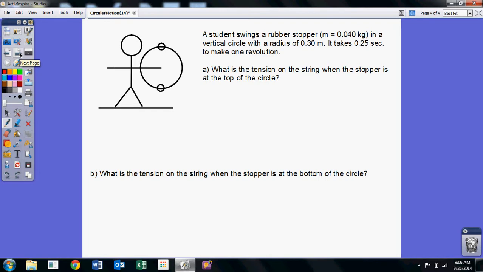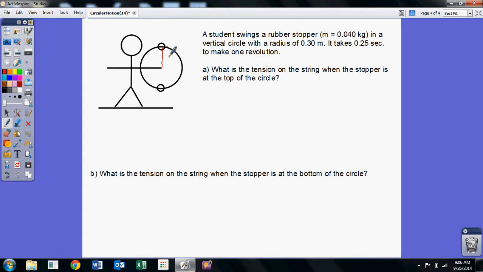And so we've got the mass of the stopper. We know the radius of the circle is 0.3 meters, and it takes 0.25 seconds to make one revolution. And so my question is, what is the tension on the string when the stopper is at the top of the circle? Okay, so there's a string there, it has a radius. We know that tension is pull, so it's going to be down.